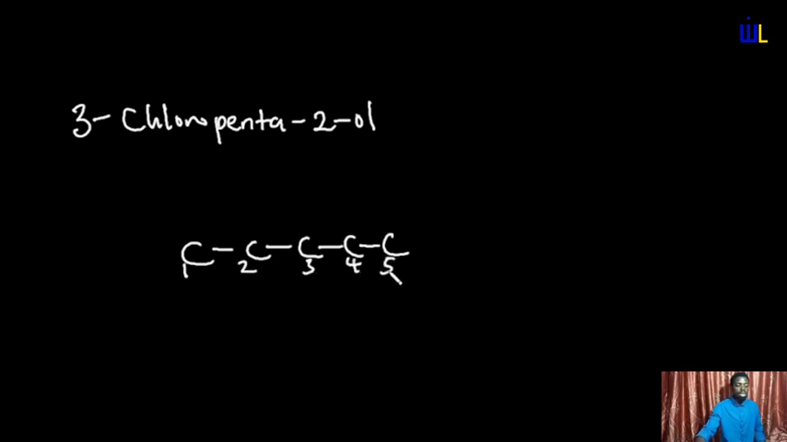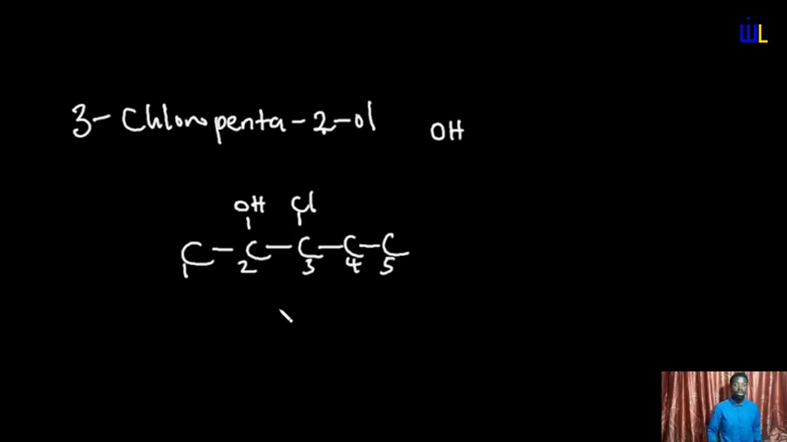And when I'm done with this, I first have to attach or find out the position of the functional group before I talk about the substituent. So the functional group in -ol is OH, and I have to attach it to the second carbon atom, so that's going to be here. And once I'm done with that, I can now talk about the substituent. Chlorine is the substituent, so it has to be attached to the third carbon atom, which is here, and this is 3-chloropentan-2-ol. Quite simple, right?